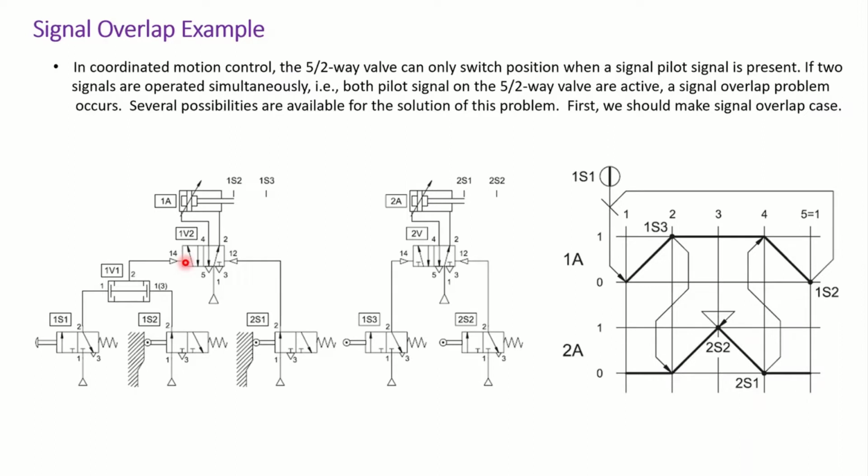So this is the case of signal overlapping. We have 2 signals coming to a directional control valve, which should pass the air to another component, but because it is getting the signal from both sides, it cannot understand which position it should take, right? And from there, the system is not operating anymore. And this is the first signal overlapping case that we have in here.